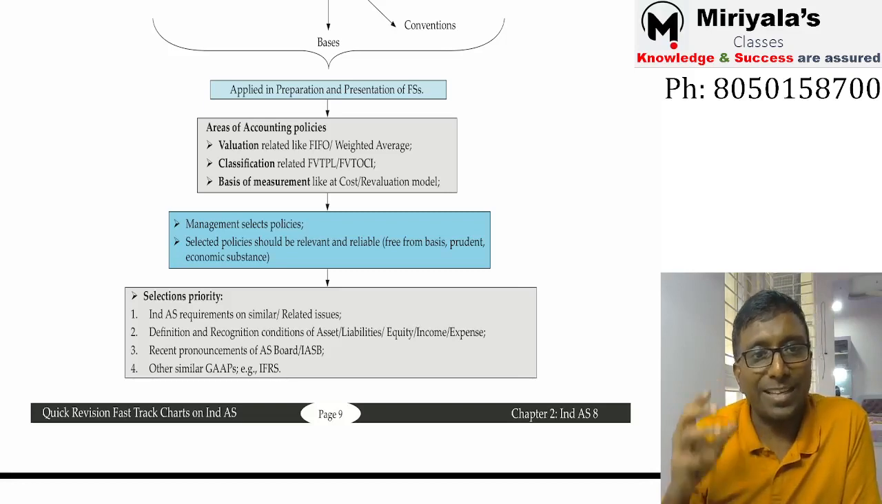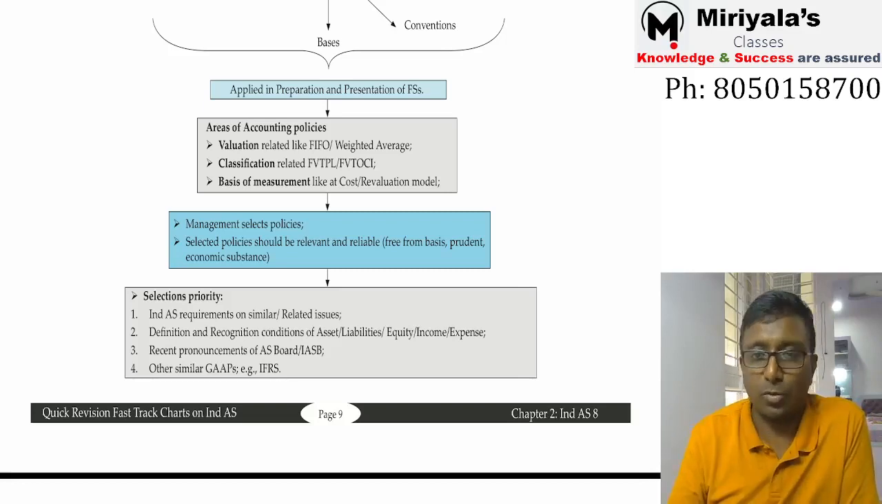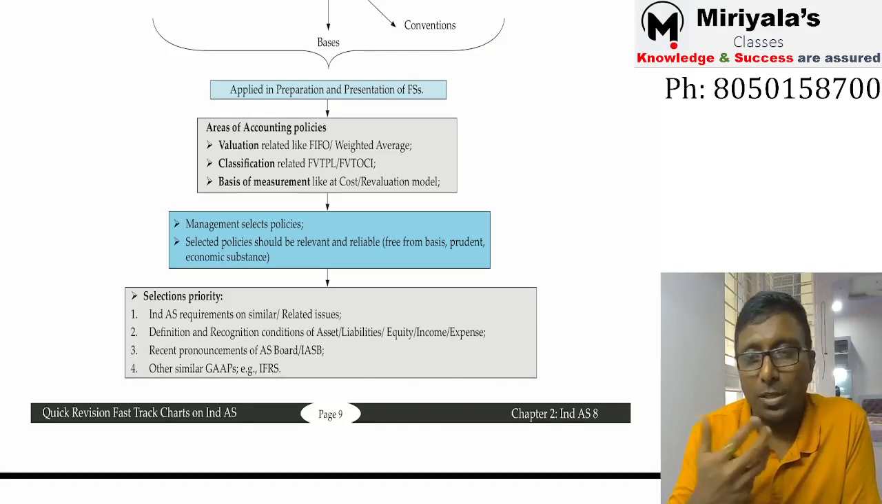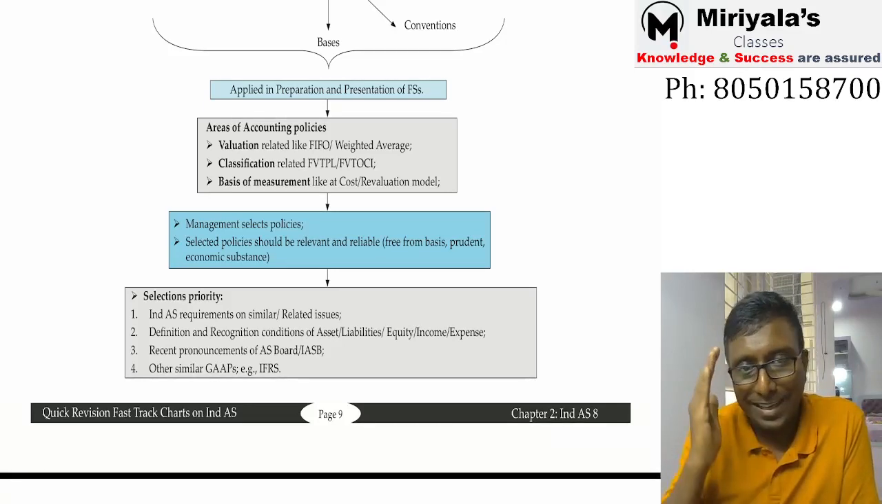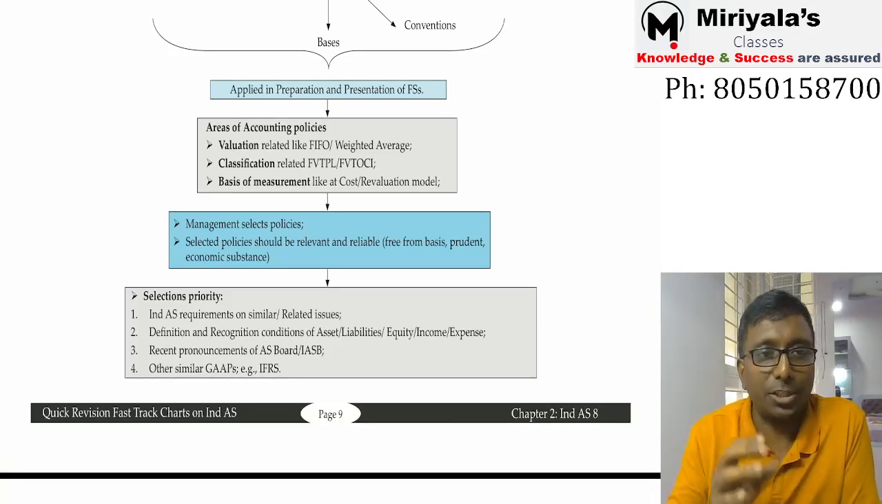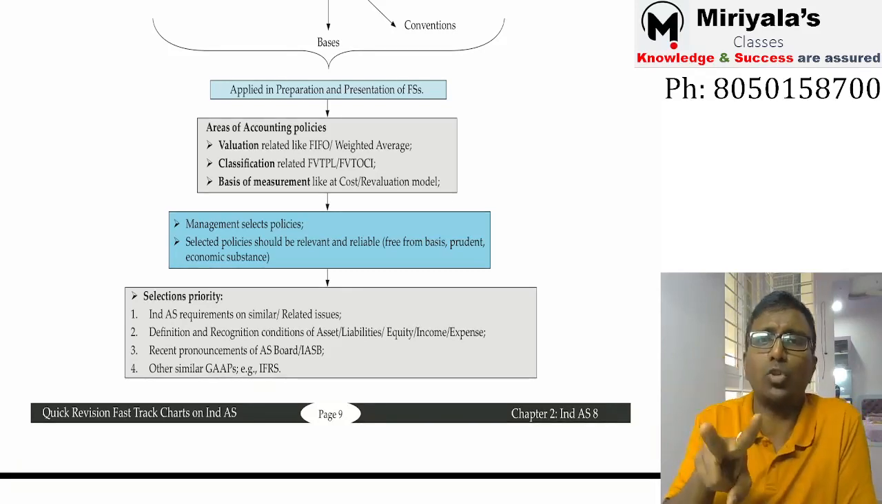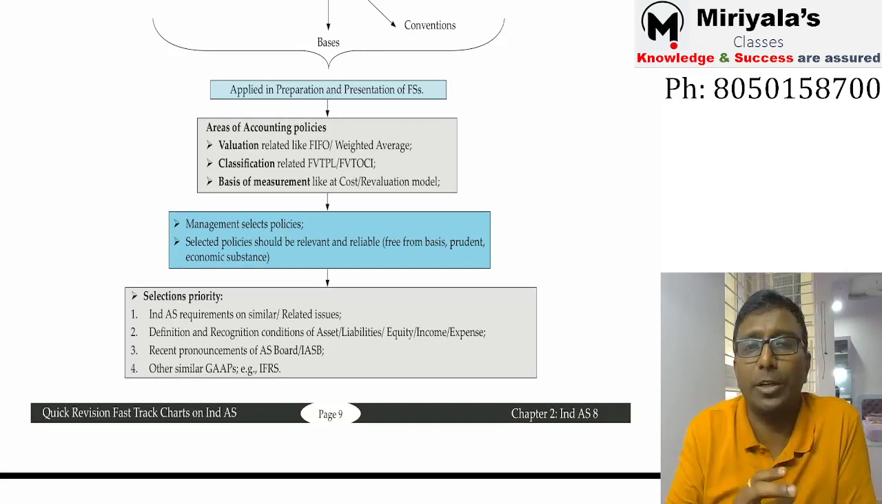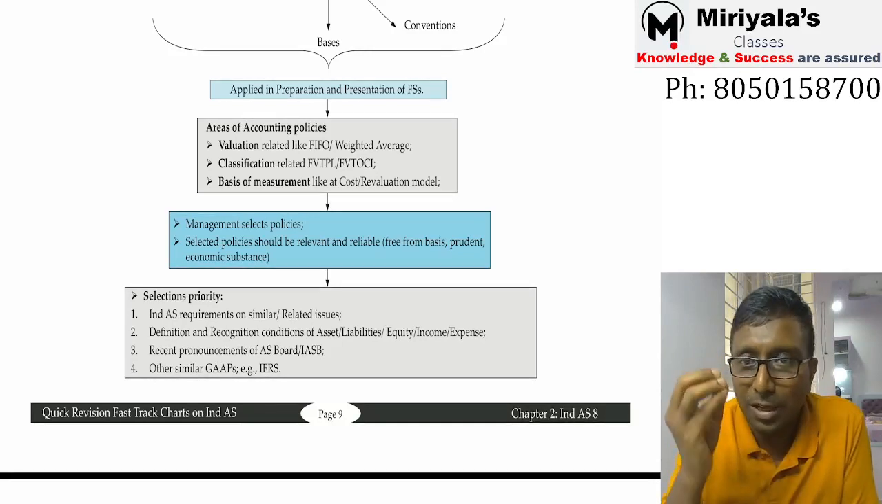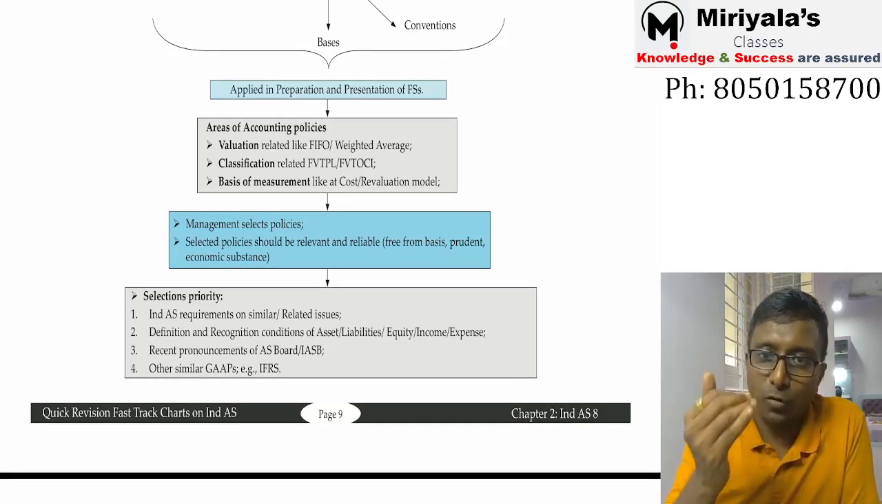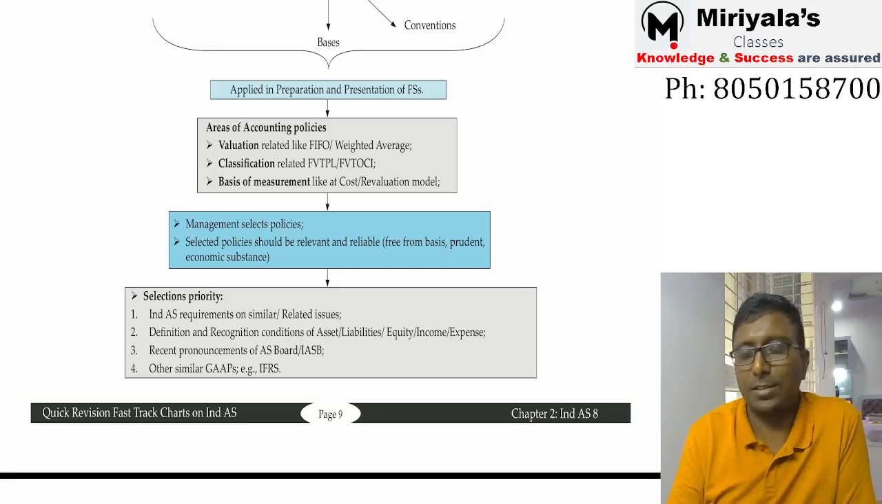There is a selection criteria or hierarchy, I would like to say, the priority basically. What is the priority? The first, if there is Ind AS information, I mean to say Ind AS has given that these are the two choices only, which one you want to follow. Then there is no other option for you. You are supposed to follow whatever is mentioned in the Ind AS.